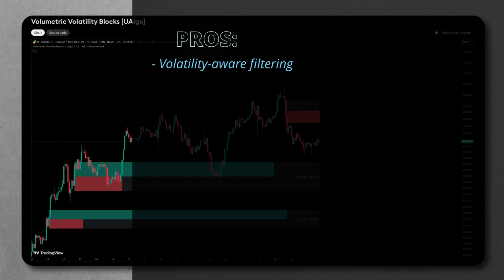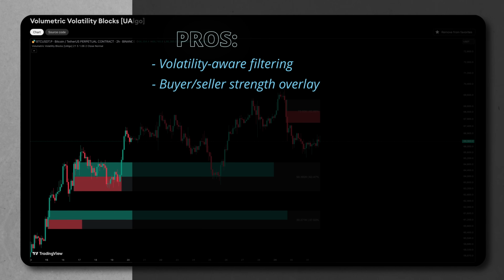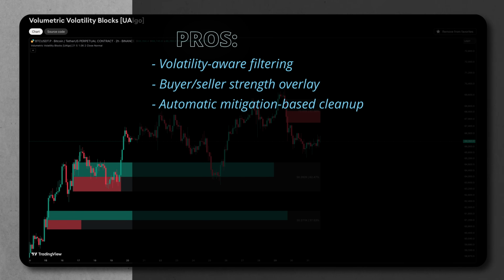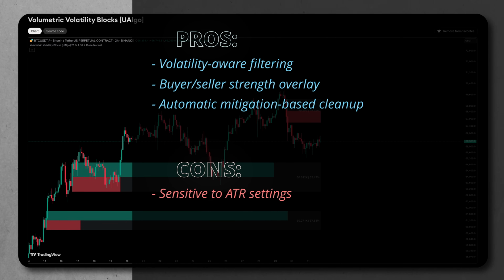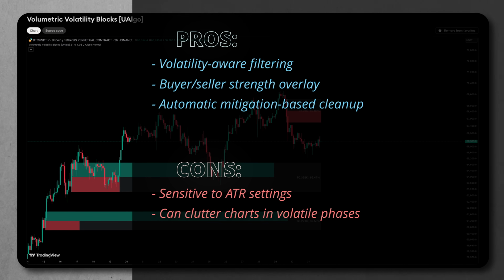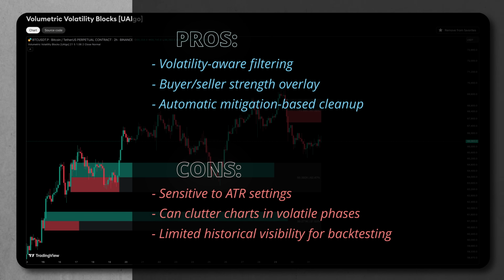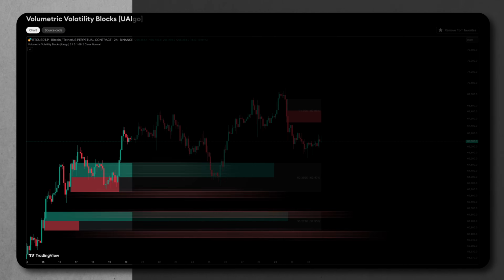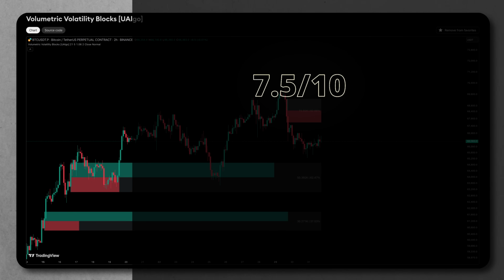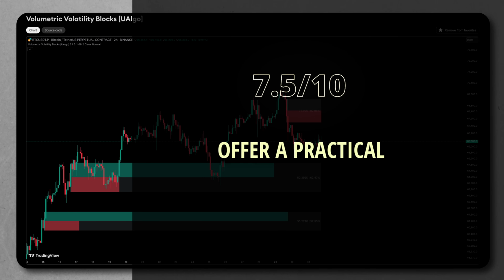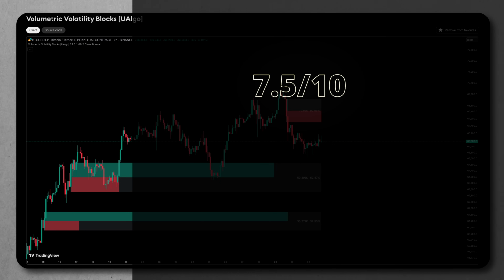Pros: volatility-aware filtering, buyer-seller strength overlay, automatic mitigation-based cleanup. Cons: sensitive to ATR settings, can clutter charts in volatile phases, limited historical visibility for backtesting. Ranking: 7.5 out of 10. Volumetric volatility blocks offer a practical blend of volatility and volume analysis, helping traders identify meaningful price zones shaped by strong participation. While visually informative, its dependence on live data and ATR thresholds limits its use for deep backtesting or standalone strategies.